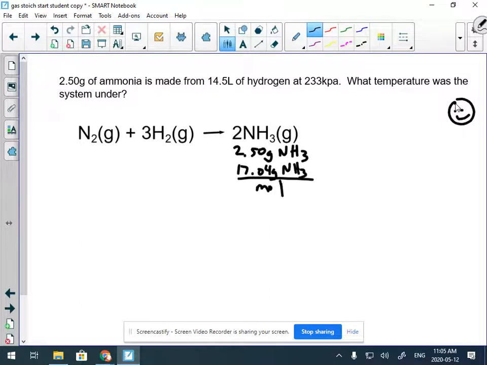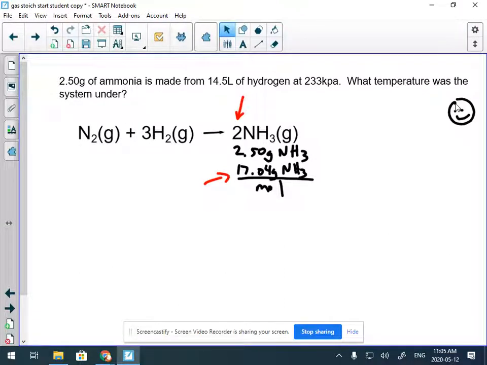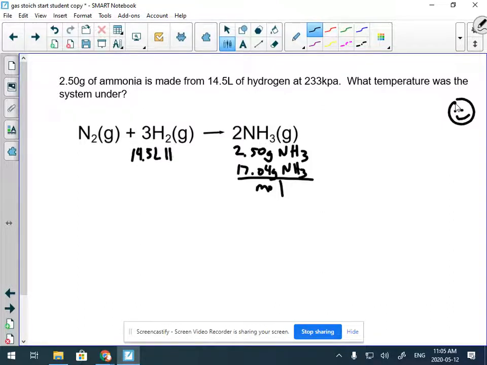One more time, because I think some people made some errors. That 2 doesn't affect the molar mass. The molar coefficients do not affect the molar mass. All right, what else do we know? Well, it says we've got 14.5 liters of hydrogen at 233 kilopascals.